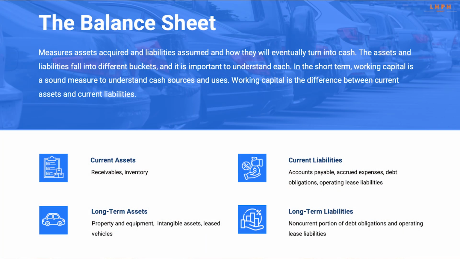If we flip over to the balance sheet, first, what is this telling us? So the balance sheet is a measure of our financial position. We look at the assets we've acquired, we look at the liabilities we've assumed, and it tells us how those items are going to turn into cash eventually, but it's a snapshot at a point in time. And to understand the balance sheet, we need to understand what all is on it.